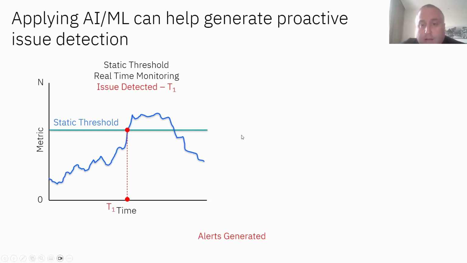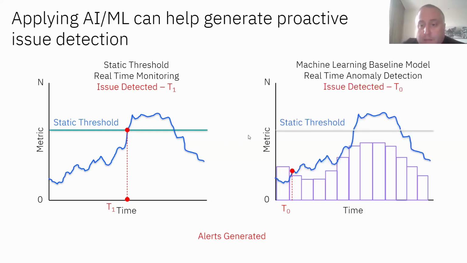But the idea behind using machine learning is that we can use historical data to understand what's normal in our environments and then start to look at when we start trending or deviating away from normal, or something that we would consider an anomaly. And coupling anomaly detection with real-time monitoring really helps our clients identify and proactively address potential issues.